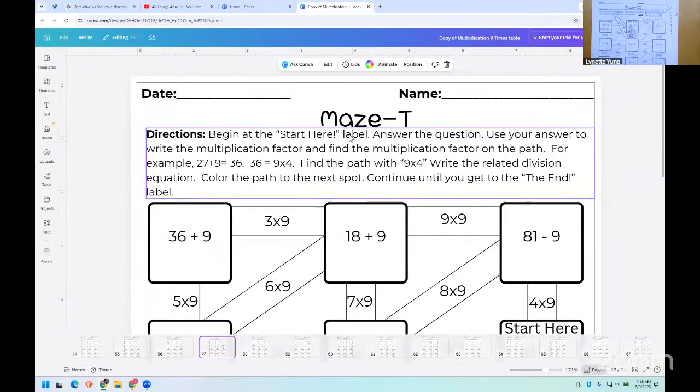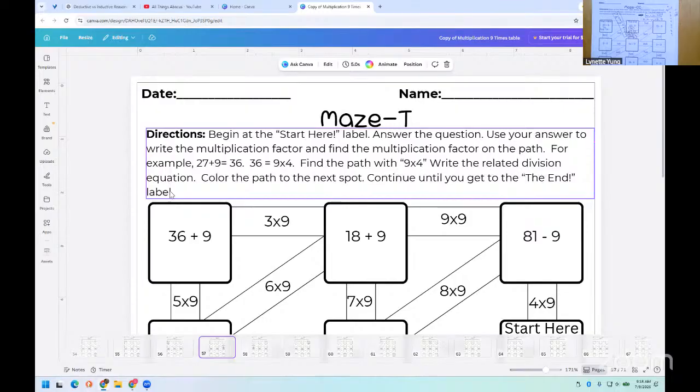Begin at the start here label, answer the question, use your answer to write the multiplication factor, and find the multiplication factor on the path. That's what this is, right? For example, 27 plus 9 is equal to 36. 36 is equal to 9 times 4. Find the path that says 9 times 4 or 4 times 9.